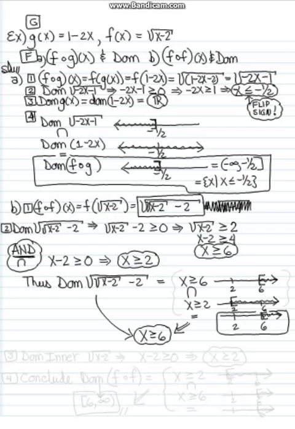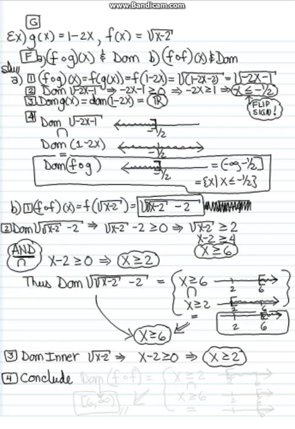Okay, step 3, find the domain of the inner function. That's going to be easy. The domain of the inner function, it's f composite f, so the inner function is simply f of x. And the domain of the inner function is the domain of the square root of x minus 2. That implies the radicand x minus 2 has to be greater than or equal to 0 because it's an even index root, so x is greater than or equal to 2. Okay, step 4, the conclusion.